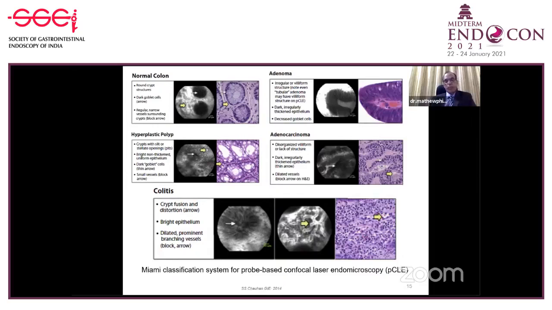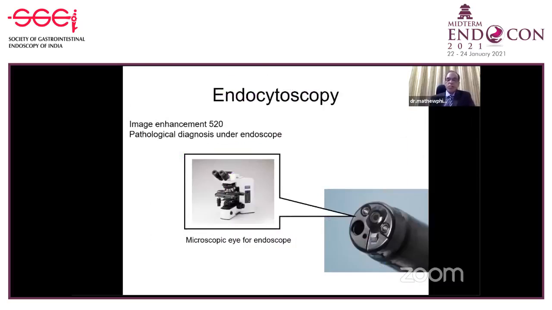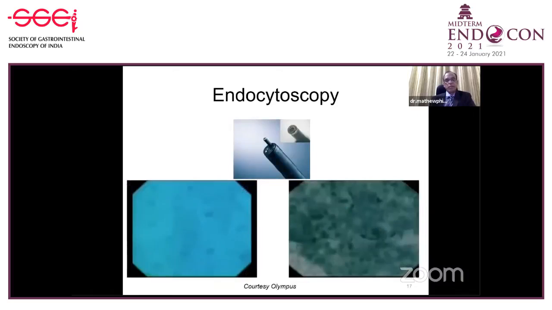Next slide. But in endocytoscopy, it's actually a scope which has got a microscopic eye, and then it actually gives you a pathological diagnosis under an endoscope. So the image enhancement goes up to 520 or more than 500 times. Next slide. This is actually endocytoscopy.